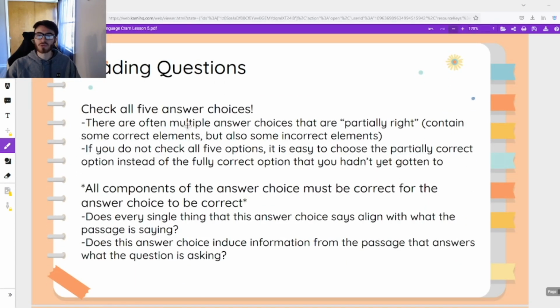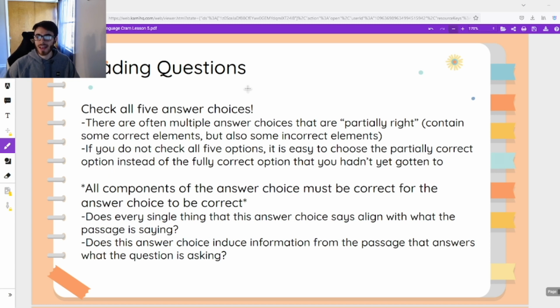Along similar lines, you should check all 5 answer choices because, as I mentioned, there are often multiple answer choices that are partially right. Partially right meaning they contain some correct elements but also some incorrect elements, or maybe they contain some correct elements and some elements that aren't necessarily wrong but just aren't mentioned in the passage. If it's not mentioned in the passage, that can't be the correct answer. If you don't check all 5 options, it's easy to choose a partially correct option instead of the fully correct option that you haven't gotten to yet.